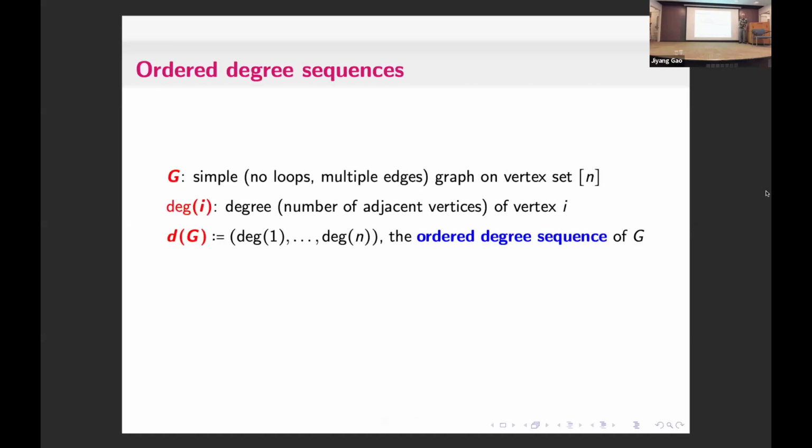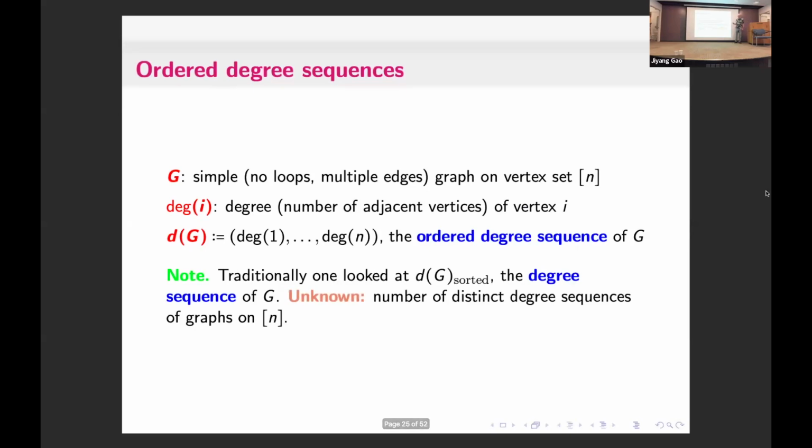So the first problem is to count ordered degree sequences of graphs. G will be a simple graph on vertex set 1 up to n, no loops and no multiple edges. The degree of vertex i is the number of vertices adjacent to vertex i. d(G) will be the n-tuple of the degree of vertex 1 up to the degree of vertex n, the ordered degree sequence of G. Now, traditionally, when people talk about degree sequences, they sort the d(G) in decreasing order, and they call it the degree sequence. And actually, there is still no known reasonable formula for the number of distinct degree sequences of graphs on 1 up to n. Even getting good estimates is highly nontrivial.